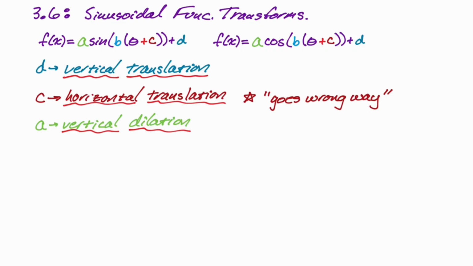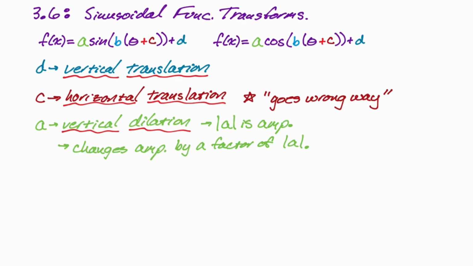A is a vertical dilation, so this is actually going to change the shape of the graph. The absolute value of A is the amplitude of the graph. Remember, that's the distance from the midline to the maximum, the midline to the minimum, or half the distance between the minimum and the maximum. And this is going to change your amplitude by a factor of the absolute value of A.